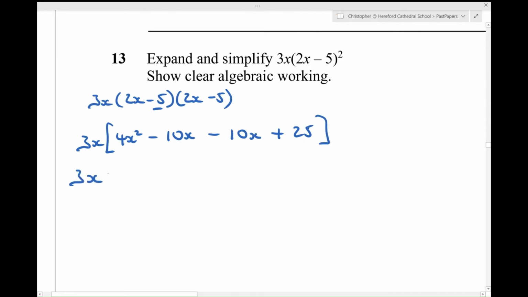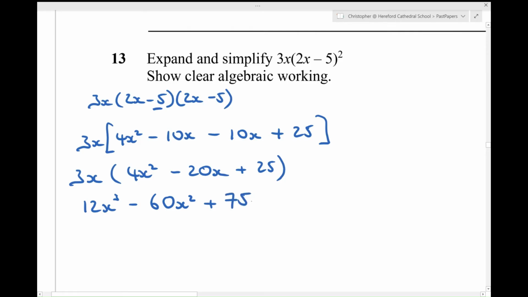Before I multiply out this bracket, let's just tidy it up because I've got 4x squared and minus 10x and minus 10x gives me minus 20x altogether. And then I've got my plus 25. And now I can multiply out that bracket. 3x times 4x squared is 12x cubed, minus 60x squared, plus 3 times 25 is 75x. And that is question 13 complete.